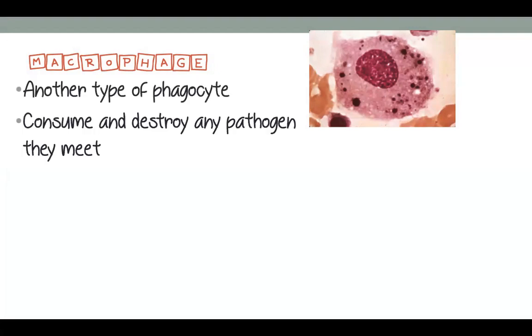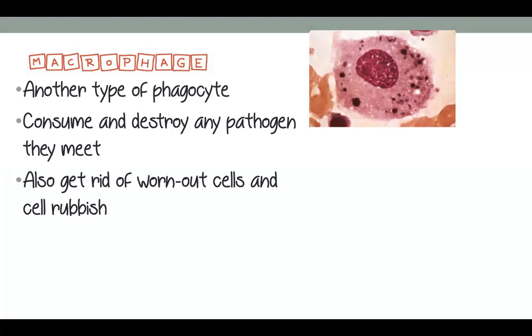Okay, another type of white blood cell, and this one's going to be involved in both non-specific and specific defense. But for a non-specific defense, they consume and destroy any pathogen they meet. They're basically circulating through the blood at all times. They are also responsible for getting rid of worn out cells and cell rubbish.